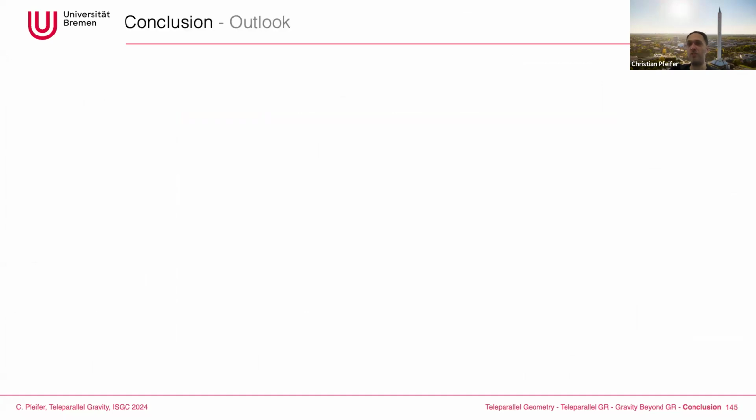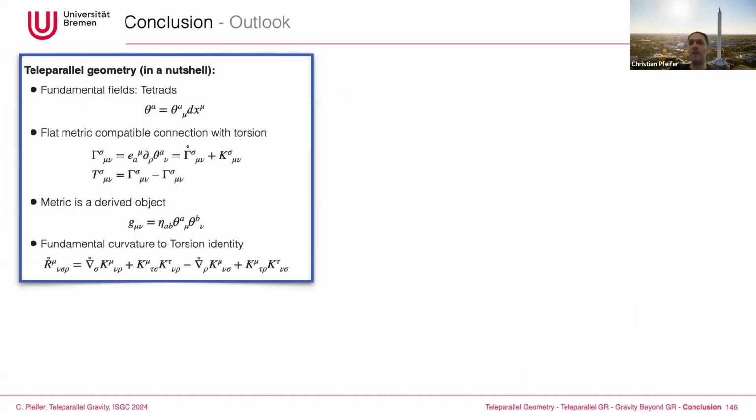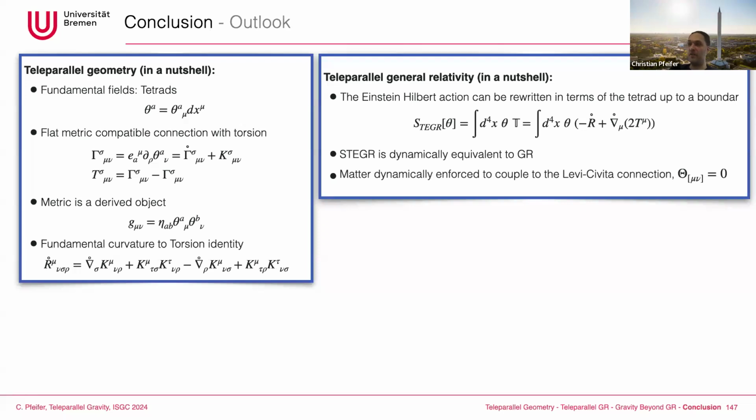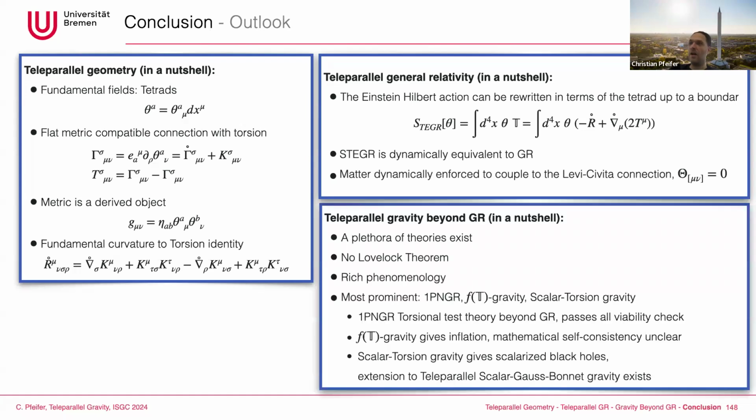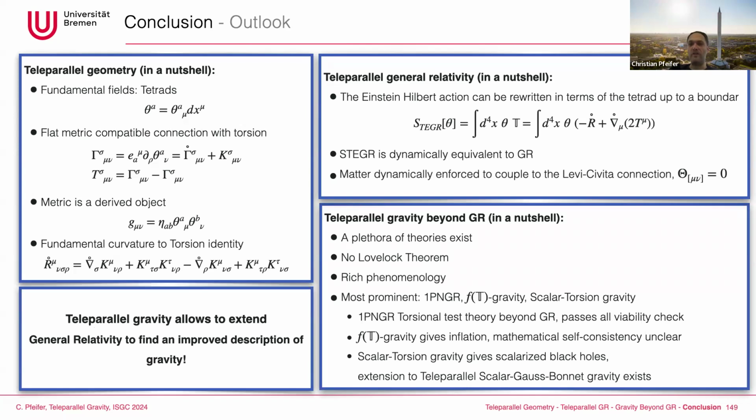Very quickly, the conclusion. So I explained quickly how to describe the geometry of a manifold in terms of torsion and tetrads. I discussed the teleparallel formulation of general relativity, and it's interesting that this is possible. So mathematically equivalent, but from the point of interpretation, a different formulation of general relativity. I discussed teleparallel theories of gravity beyond general relativity. And I hope I convinced you that teleparallel gravity allows us to extend general relativity to find an improved description of gravity, or to search for an improved description of gravity.